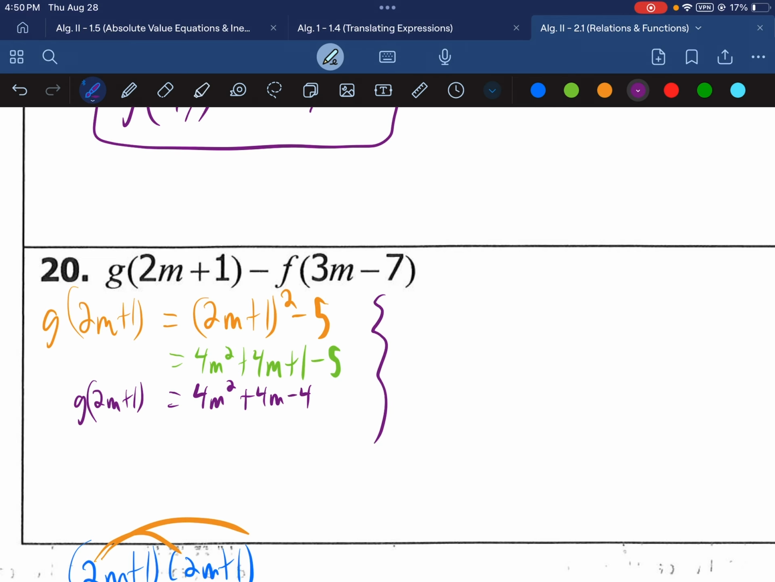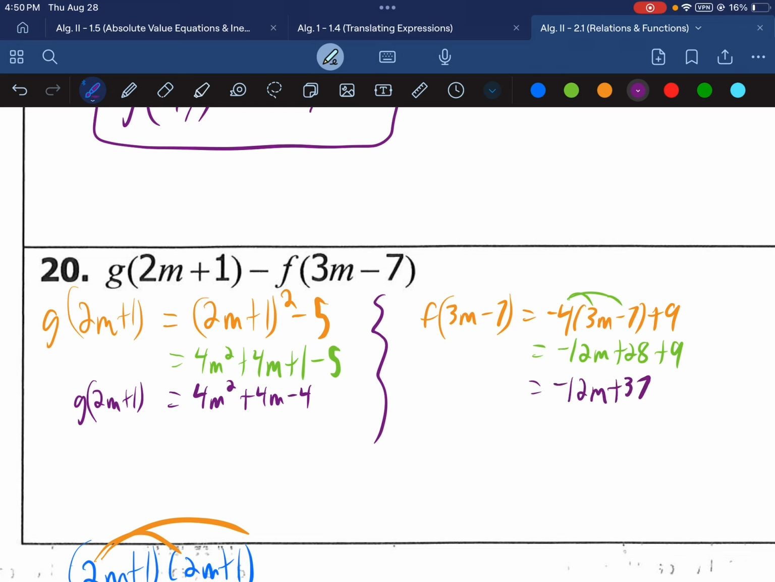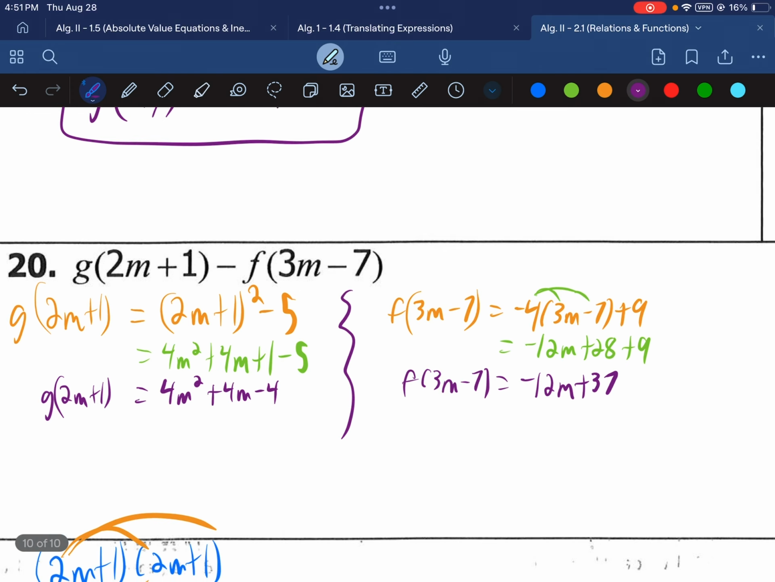Now we have to find f of 3m minus 7. So f of 3m minus 7 would be negative 4 times that parentheses, 3m minus 7, plus 9. So now we look to simplify, or distribute it, I should say. Negative 12m plus 28 plus 9, which results in negative 12m plus 37. So that's f of 3m minus 7.